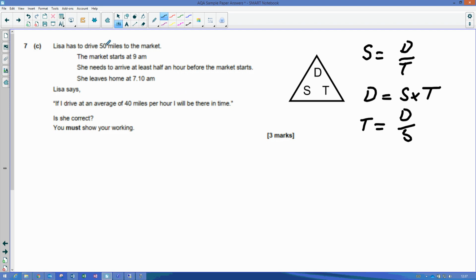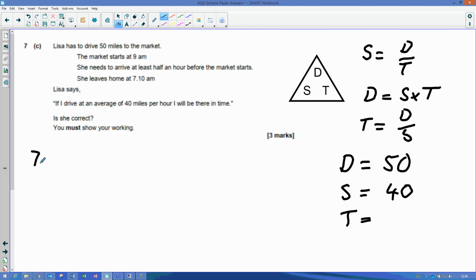Normally in a question about these things, we've got 2 of these 3 and we need to work out the third. But in this case, we've actually got all 3 and we just need to check whether they match up, whether this is the right number. So we've got a distance of 50 miles. We've got a speed of 40 miles per hour. And a time, well, we need to do a little bit of work to work that out.